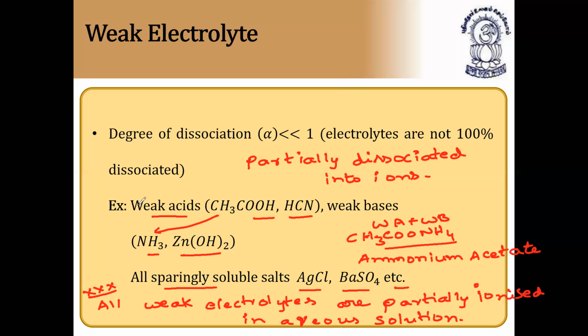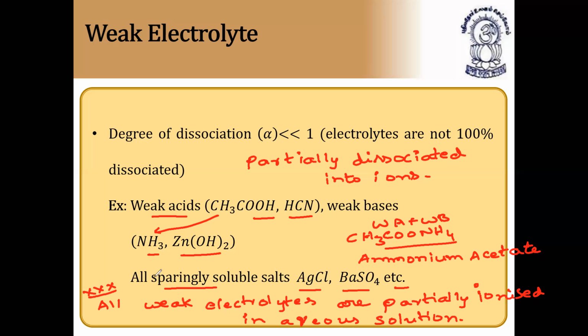And what are the examples of weak electrolytes? Weak acids, weak bases, and salts obtained by the combination of a weak acid and a weak base. For example, ammonium acetate salt is obtained by the combination of acetic acid and ammonia. When acetic acid is treated with ammonia, it forms ammonium acetate. This is a weak acid and weak base combination, hence it is called a weak salt.